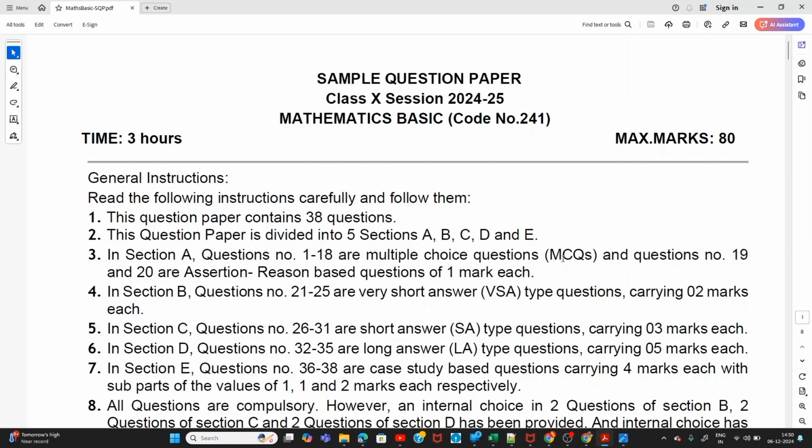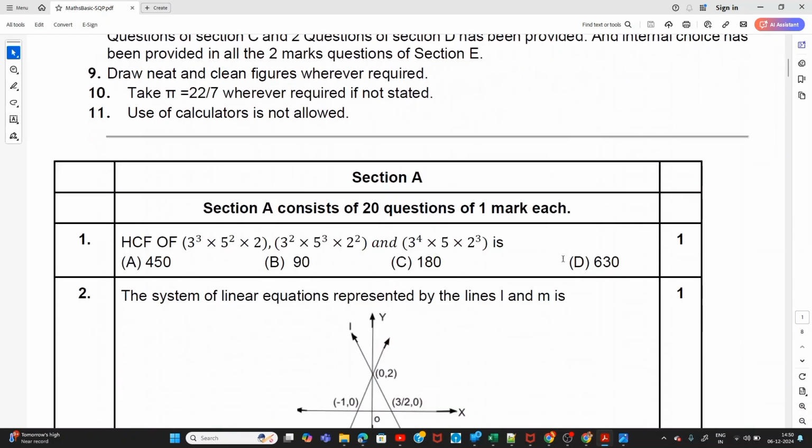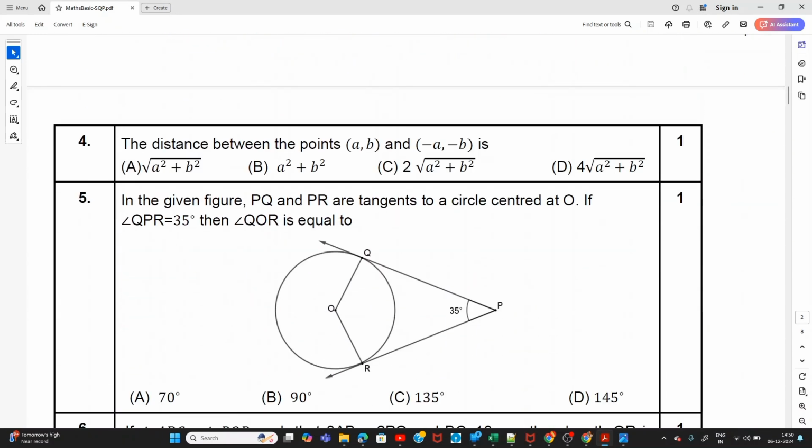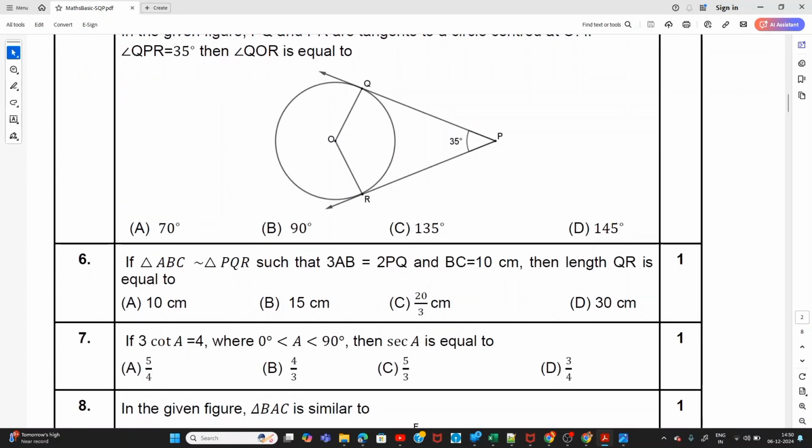Hello dear friends, we can solve questions from this question paper. We are selecting the questions from the chapter circles and areas related to circles.